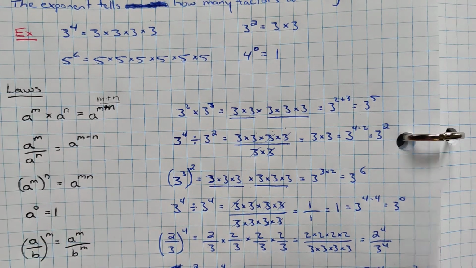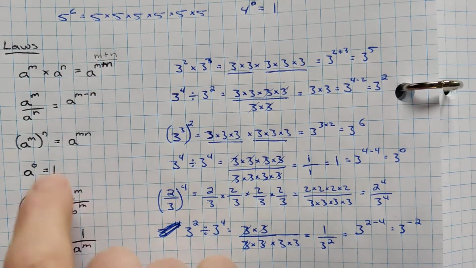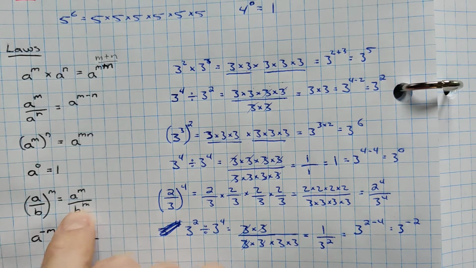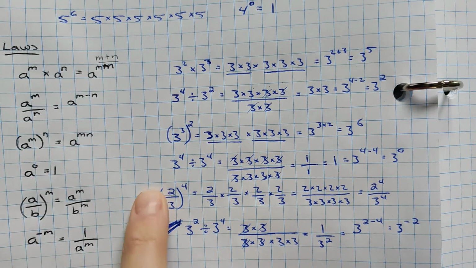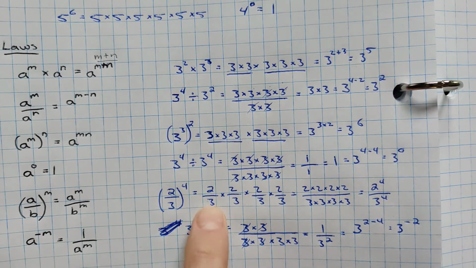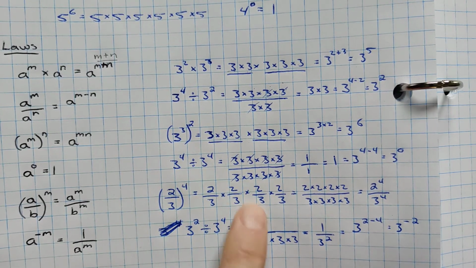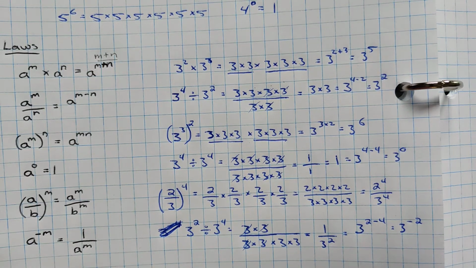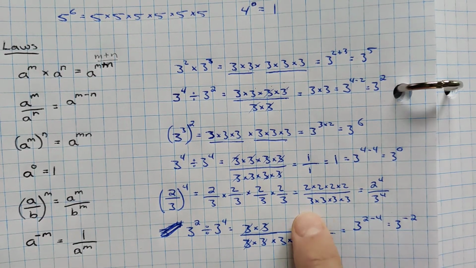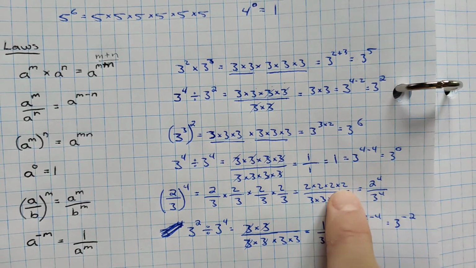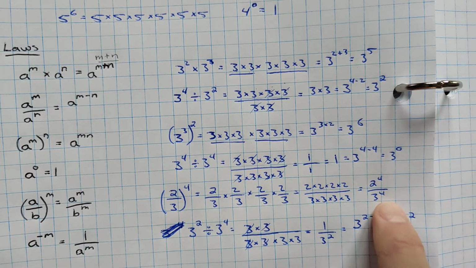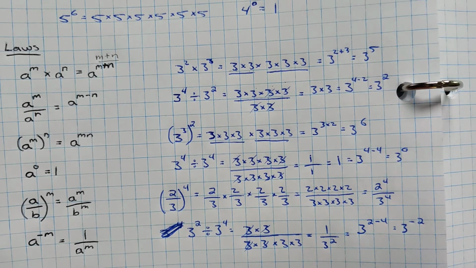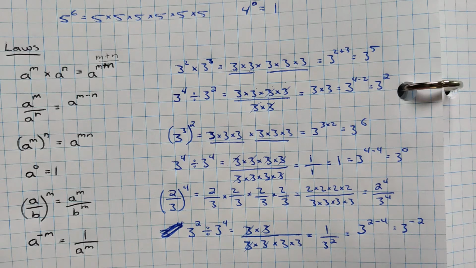In the case of fractions, if you have a over b to the power of m, it's the same as a to the m over b to the m. And we expand out 2 over 3 here. We have 2 over 3 times 2 over 3 times 2 over 3 times 2 over 3. So to the power of 4, so 4 times. But in multiplication, we multiply the top numbers and we multiply the bottom numbers. So we're multiplying 2 by itself 4 times and 3 by itself 4 times. So that exponent just gets spread across both the numerator and denominator.